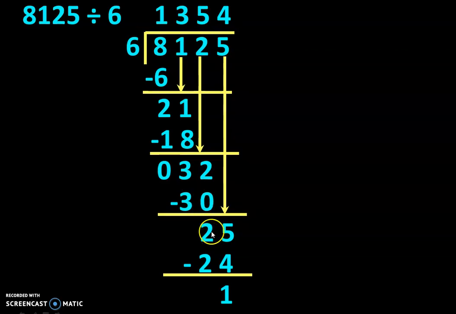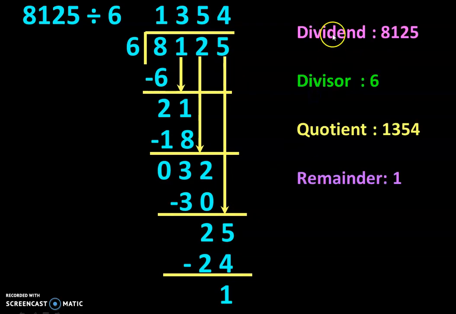I'm getting the remainder. So this is 25. 6 fours are 24, 1 is our remainder. Okay. So now we are going to write the quotient and everything. Here the dividend is this one, the divisor is this one, the quotient is 1354, I'm copying, and then the remainder is 1.